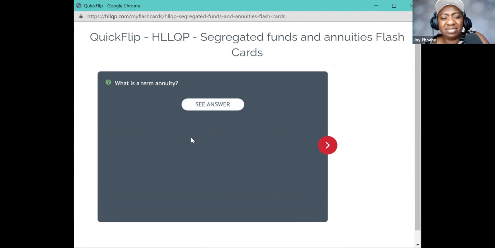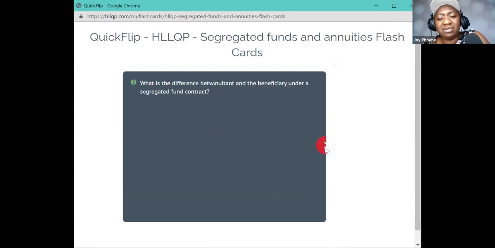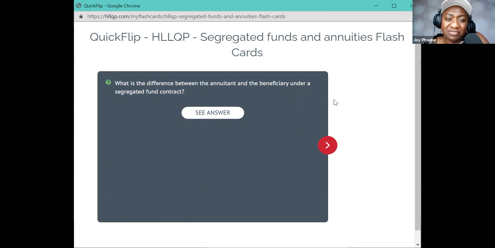What is term annuity? We know this one now, right? Moving on. What is the difference between the annuitant and the beneficiary under a segregated fund contract?